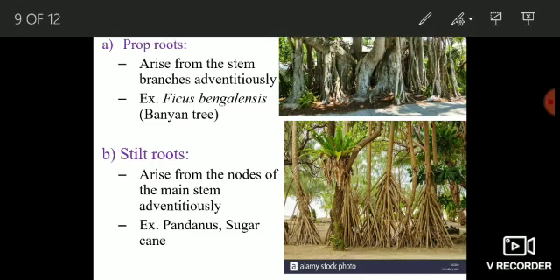Here in the image, you can see these vertically growing roots, and these vertically growing roots are adventitious roots, and they are known as prop roots. The second category of roots which provide additional mechanical support to the plants are stilt roots. They arise from the lower nodes of the main stem adventitiously, and they grow into the soil and provide additional mechanical support to the plant. Examples are pandanus and sugar cane.